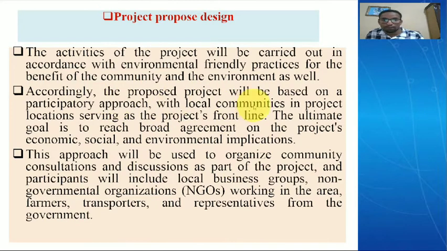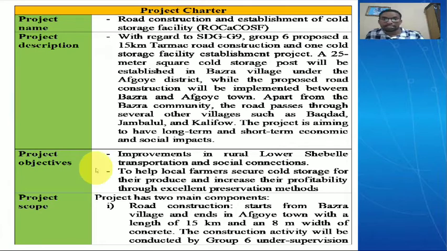According to the proposed project, it will be based on a participatory approach with the local community in the project location, serving as the project front line. The ultimate goal is to reach broad agreement on the project's economic, social, and environmental implications. This approach will be used to organize community consultation discussions as a part of the project, and participation will include local business groups. So in this project, we will meet all the project stakeholders, including civil society, transporters, and the wider community.